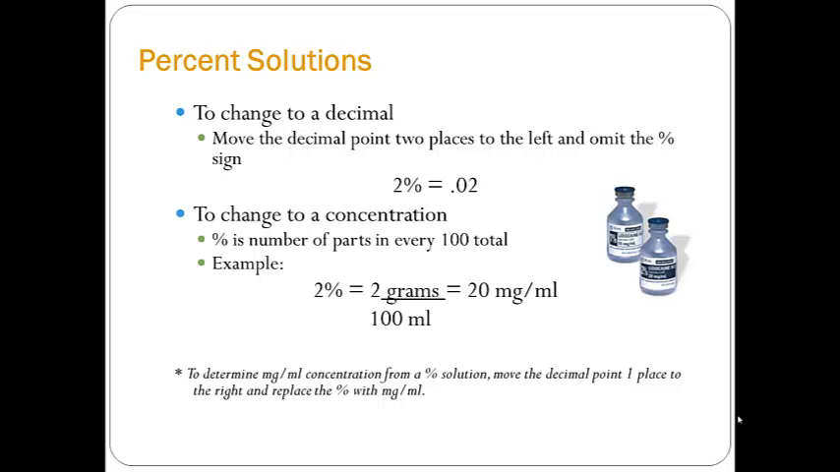A 2% solution is really 2 grams of lidocaine in every 100 milliliters of total solution. We know that there are 1,000 milligrams in every gram, so a 2% solution is 2,000 milligrams in every 100 milliliters of solution, which can be simplified to 20 milligrams per milliliter.